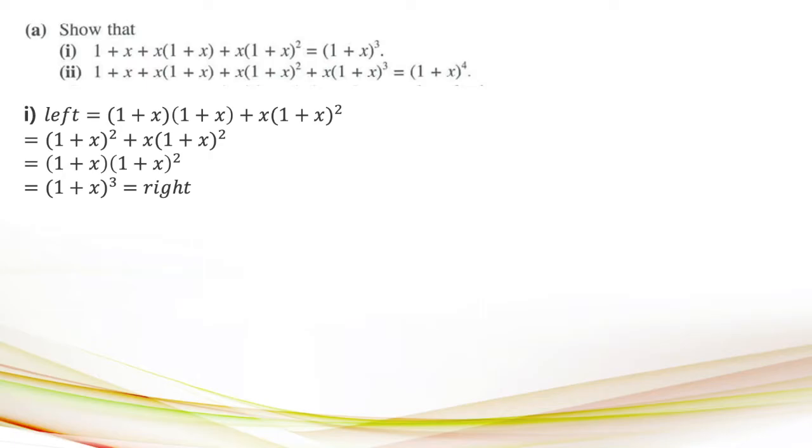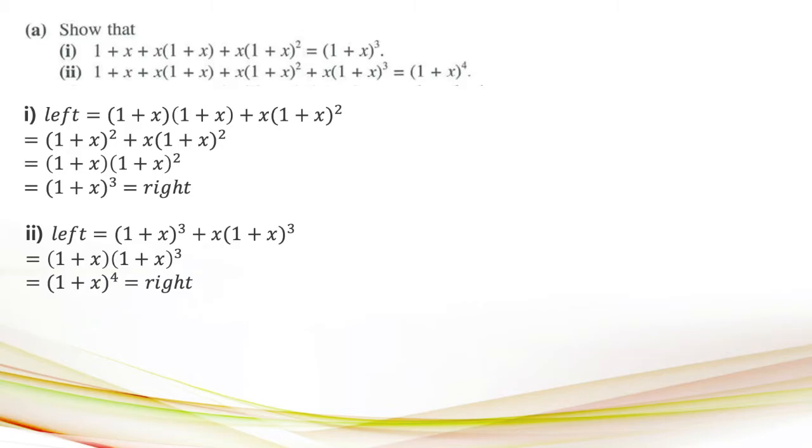On to the next part. We realize that it's really just a modification of part 1. Well, it wouldn't be very smart to start all over again, so let's use what we already have. Essentially, we know that (1 + x)(1 + x)(1 + x)^2 is equal to (1 + x)^3. So that plus x times (1 + x)^3 would be (1 + x) times (1 + x)^3, which is equal to (1 + x)^4, which is the right side of this equation.